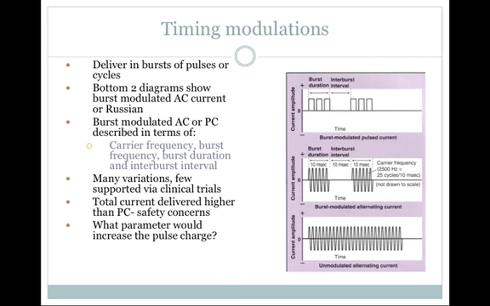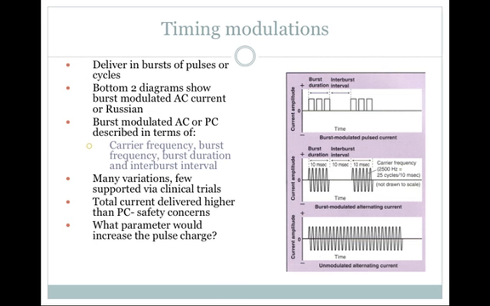If that is running at a carrier frequency of 2,500 hertz, we get 2,500 of those a second. All right, so if we start to modulate those with time, you can see in the middle diagram there's an interburst interval, and the burst has run for 10 milliseconds and then it's shut off for 10 milliseconds and back on. Okay, so that would be an example of a burst modulated alternating current.